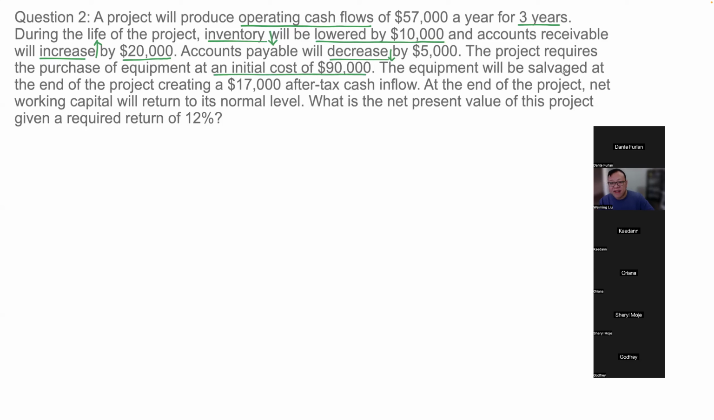The equipment will be salvaged at the end of the project, creating a $17,000 after-tax cash inflow. So initially, you have to spend $90,000 to buy the equipment, but after 3 years, at the end of the project, you are able to achieve the salvage value. That is $17,000 after-tax cash inflow. At the end of the project, net working capital will return to its normal level. What is the net present value of this project given a required return of 12%?